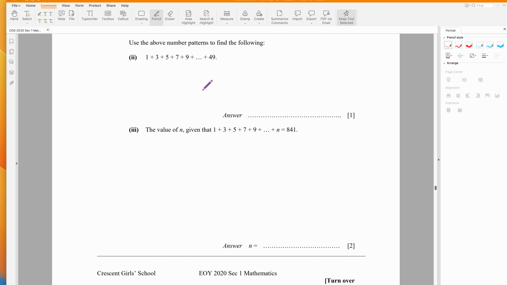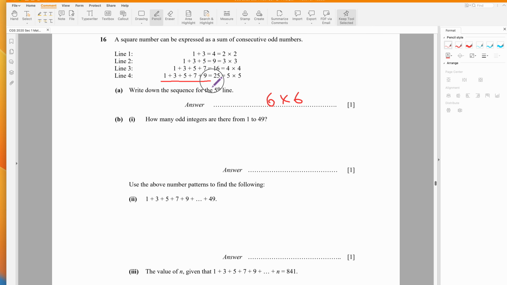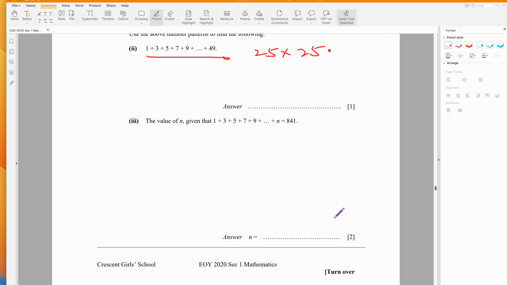So use the above number pattern to find the following. 25 is 25 times 25. Yeah, 625. Ooh. Then in that case, I know how to find the sum of odd numbers already.